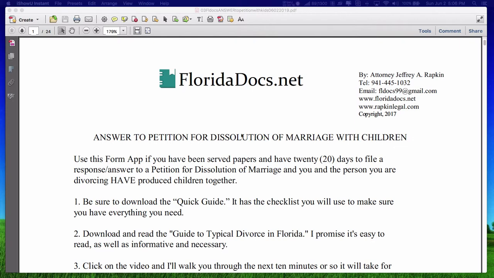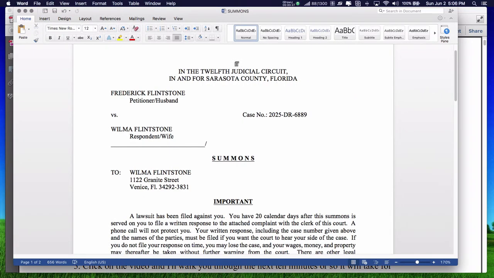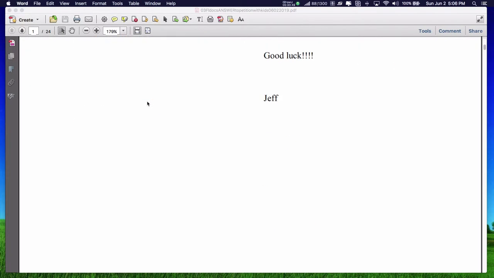When you go to do this form app, it's important that you have the papers you were served handy. You're going to need them. You'll get something like this, a summons. You're the respondent. If you're filing an answer, it'll have the case number on it and it'll say to you, this will be your name and address here. Okay? But everything you need is right here on the front part of the first paper to fill in the form app. So let's take a look.